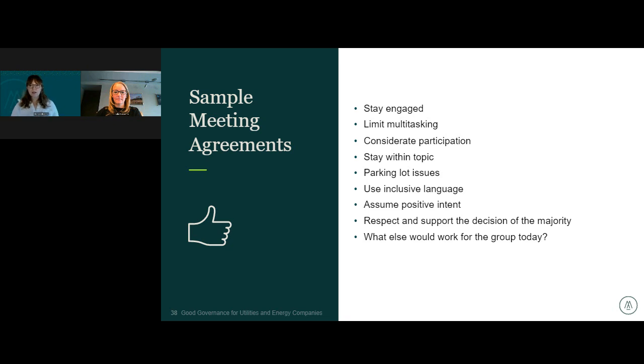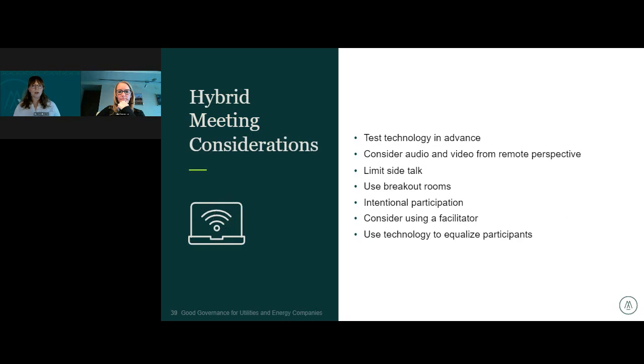Developing a parking lot for issues is a really valuable way, because boards can get sidetracked really easily. And then I think what's important is also to think about, how do we respect and support the decision of the majority? Even if we strive for consensus, can we all walk away from a decision, shake hands, support it, and move on, and not carry the grudges of decisions we might have been in the minority of?